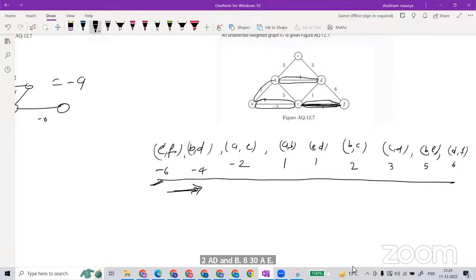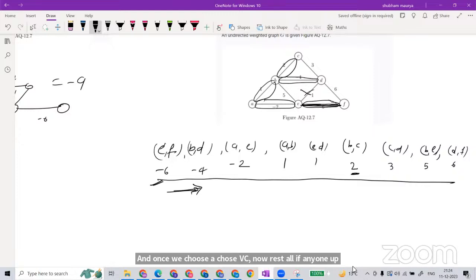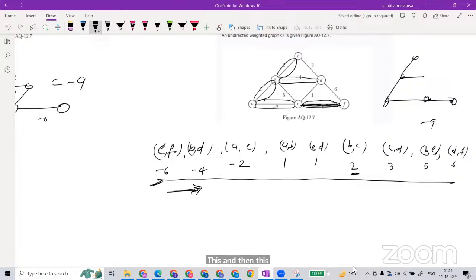Either let's choose this edge. Once we choose this edge, then choosing the other will form a cycle, so we will not choose it and will jump to the next. Now BC is there. And once we choose BC, if any one of the rest of the edges is chosen, it will form a cycle. So now the spanning tree is going to be this, and then this. And if you see the weight, it will again be -9.